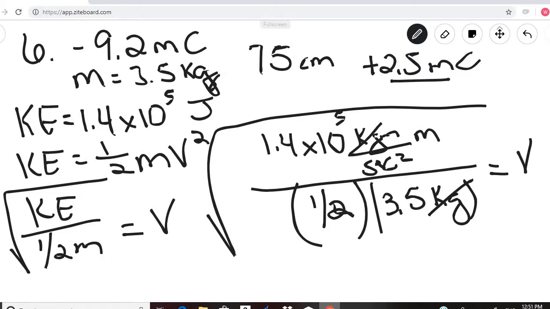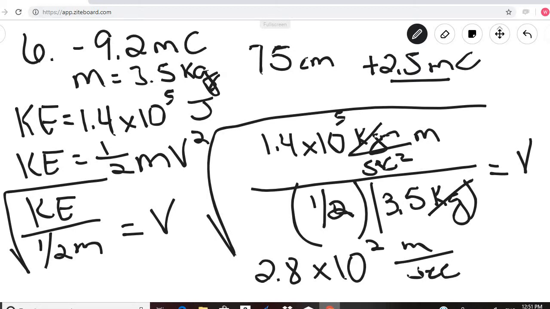So that leaves us then with a velocity of 2.8 times 10 squared meters per second. Or you could say that it is 280 meters per second. Okay, so that's number 6.